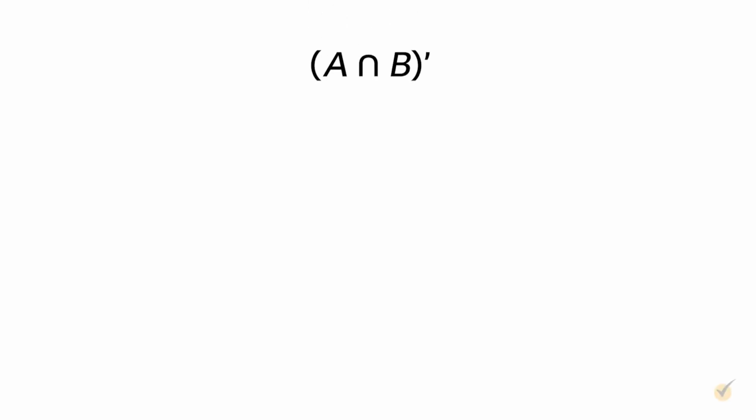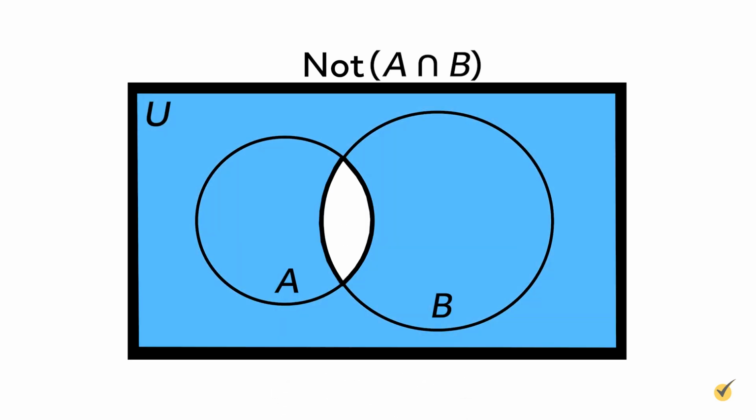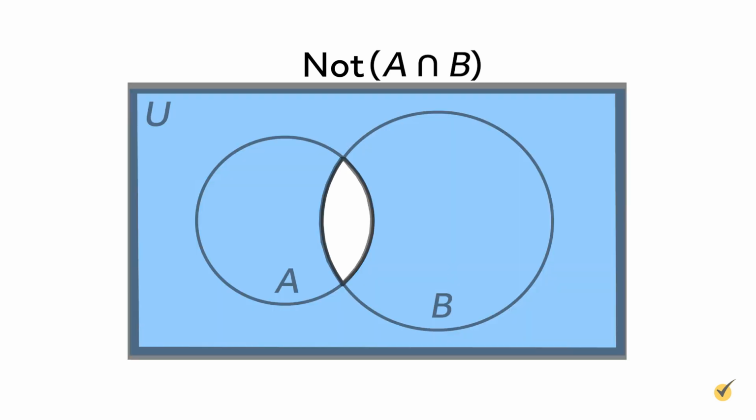To understand De Morgan's laws, let's temporarily replace the complement sign with the word not. Starting with the complement of A intersect B, we get not A intersect B. Using a Venn diagram, we can see this as everything except the intersection of A and B. One of De Morgan's laws says we can distribute this not to the sets inside the parentheses if we switch that intersection to a union. So not A intersect B becomes not A union not B.